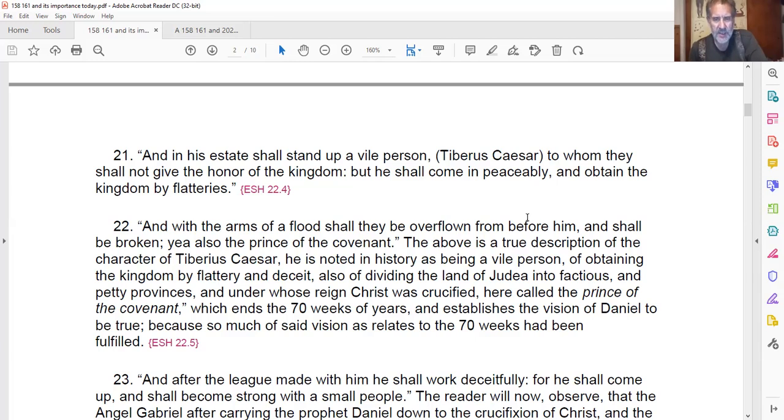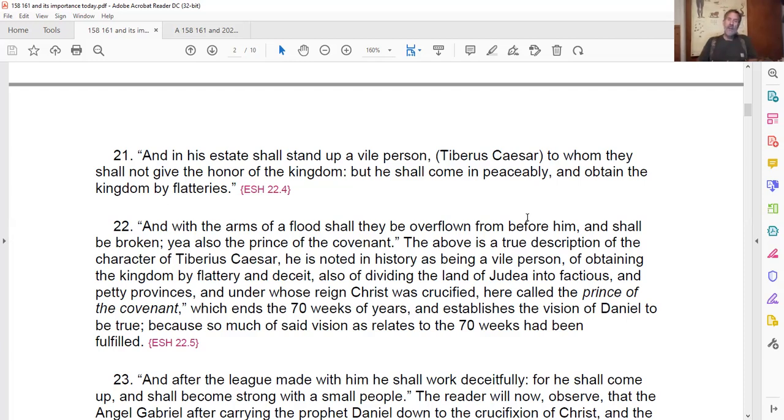He is noted in history as being a vile person, of obtaining the kingdom by flattery and deceit, also of dividing the land of Judea into factions and petty provinces, and under whose reign Christ was crucified, here called the Prince of the Covenant, which ends the 70 weeks of years and establishes the vision of Daniel to be true, because so much of said vision as relates to the 70 weeks had been fulfilled.